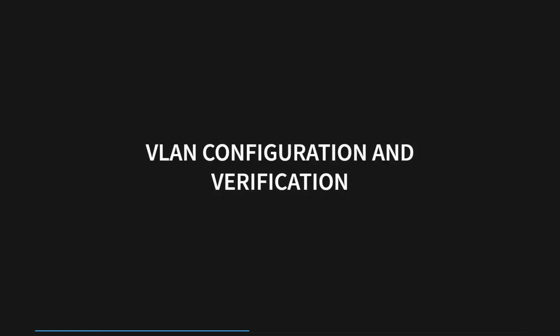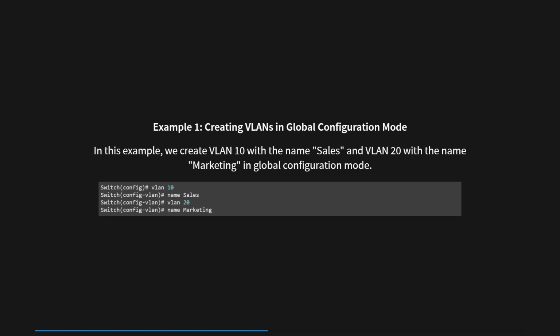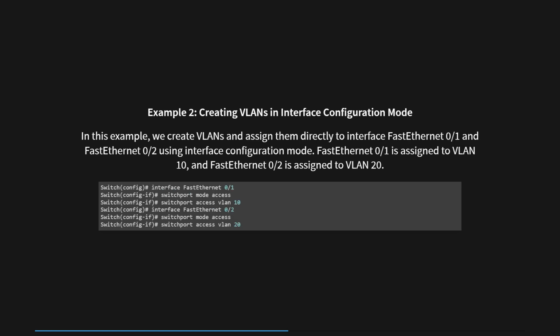Configuring VLANs involves creating them in either global configuration mode or directly under the interface. Let's look at some examples. Example 1: Creating VLANs in global configuration mode. In this example, we create VLAN 10 with the name Sales and VLAN 20 with the name Marketing in global configuration mode. Example 2: Creating VLANs in interface configuration mode. In this example, we create VLANs and assign them directly to interface FastEthernet 0/1 and FastEthernet 0/2 using interface configuration mode.